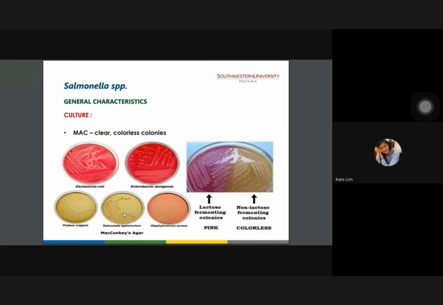You can compare that with your E. coli at the upper left of your screen and your Enterobacter aerogenes on the upper right. If you remember, E. coli and Enterobacter aerogenes are rapid lactose fermenters, while your Salmonella, on the other hand, are non-lactose fermenters, except for Salmonella arizonae, which is a late lactose fermenter. So same concept: if it's a non-lactose fermenter, colorless colonies.